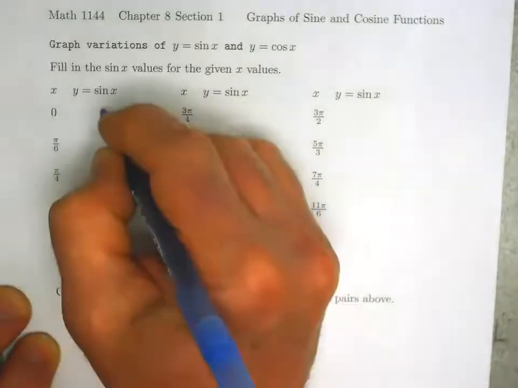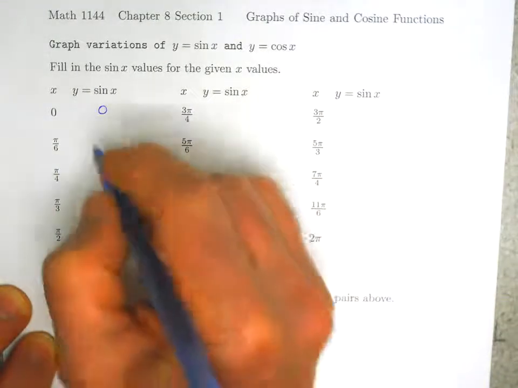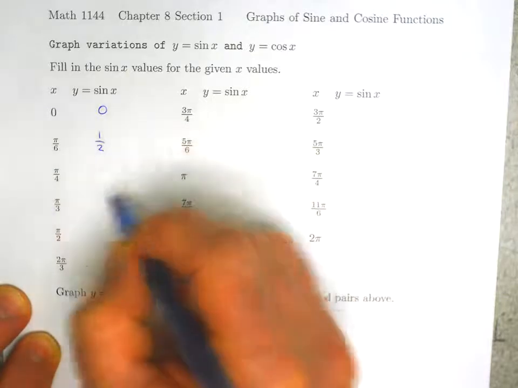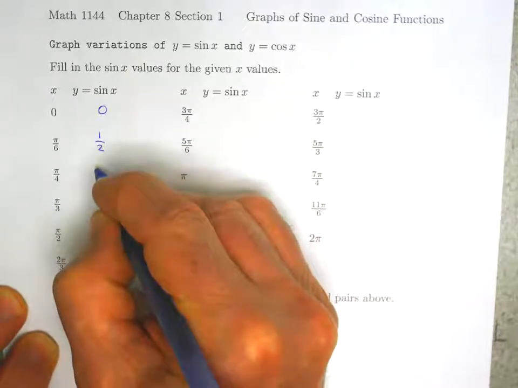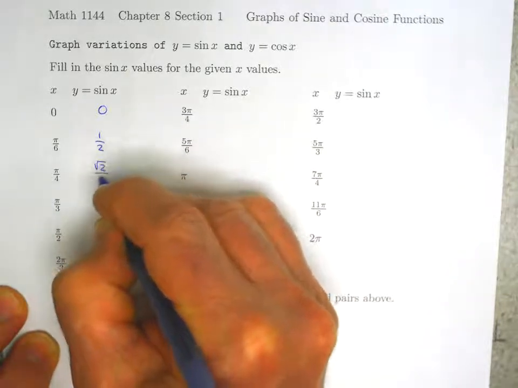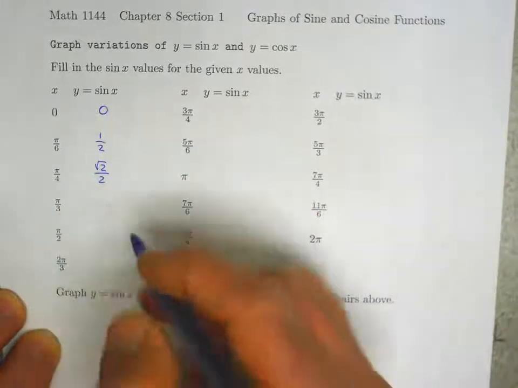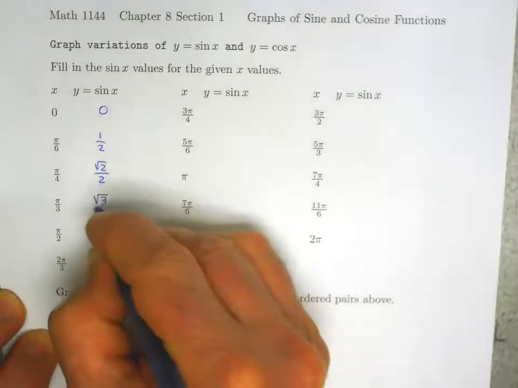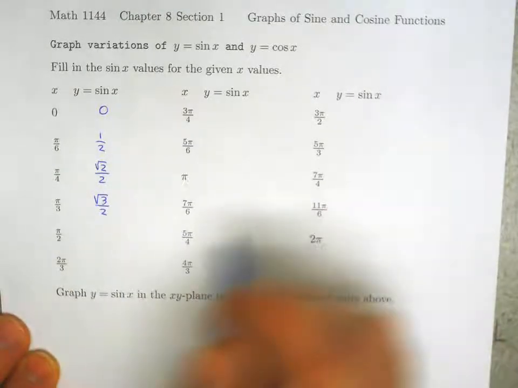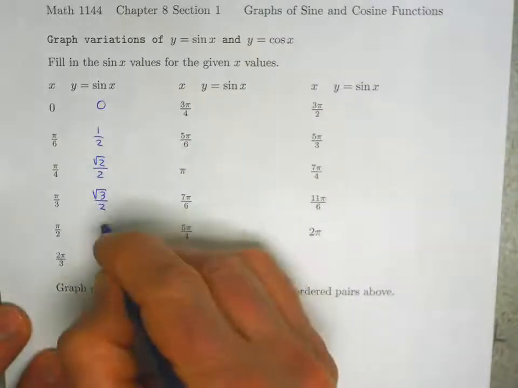Sine of 0 is 0. Sine of pi over 6 is 1/2. Sine of pi over 4 is the square root of 2 over 2, or 1 over the square root of 2. Sine of pi over 3 is the square root of 3 over 2. Sine of pi over 2 is 1.